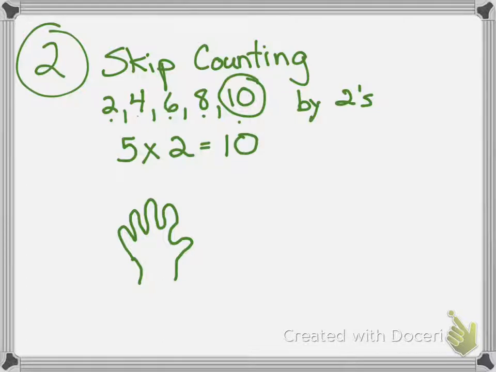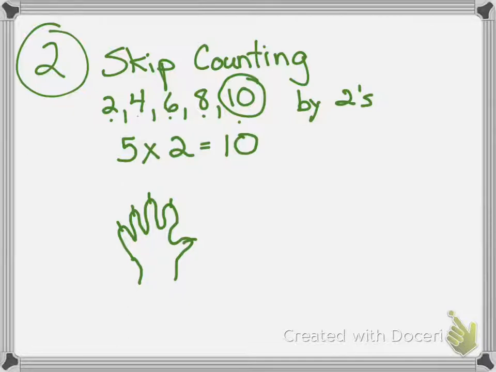You get your hand ready and you kind of flick this finger a little bit. You go 2, 4, 6, 8, 10. And you know that you've used all 5 fingers. Oh goodness, we made a claw there. You know that you've used all 5 fingers, and you know that you counted by 2 each time.